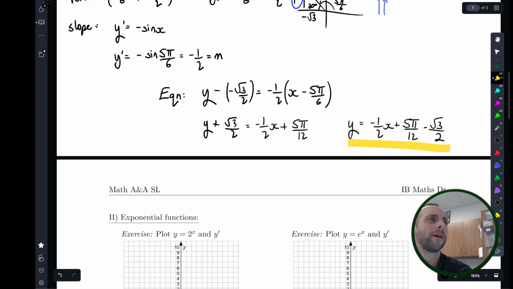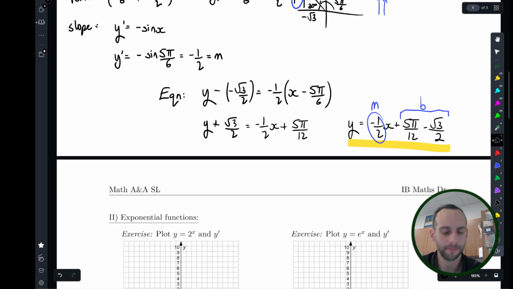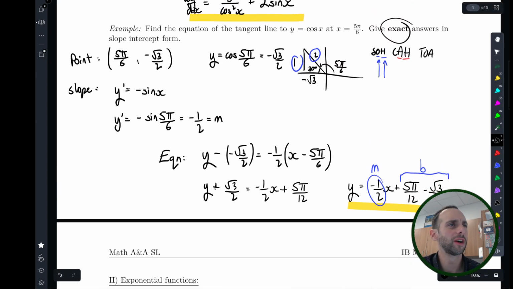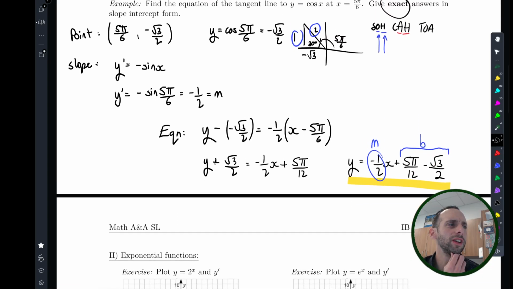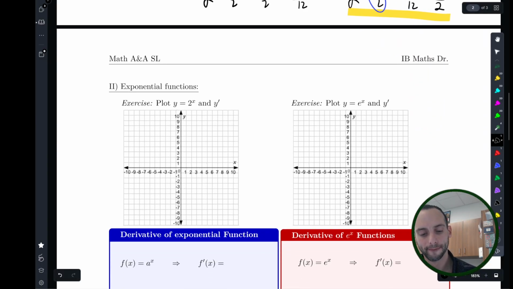Let me move it up a little bit. You can think about the negative 1/2 as the m, and then this 5 pi over 12 minus root 3 over 2 is your y-intercept, your b value. And they asked us for exact values, so we won't touch that or get it into any kind of decimal form. So those are our derivatives of our trig functions. The ones we really need to know are sine and cosine. If we know the tangent one as well, it never hurts.